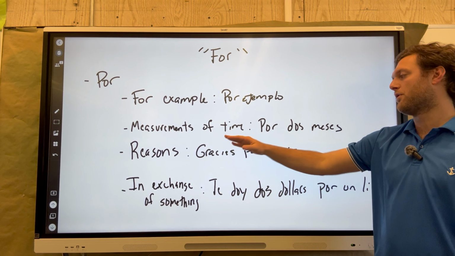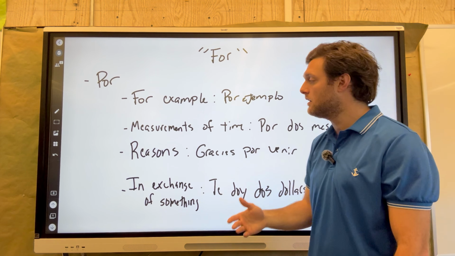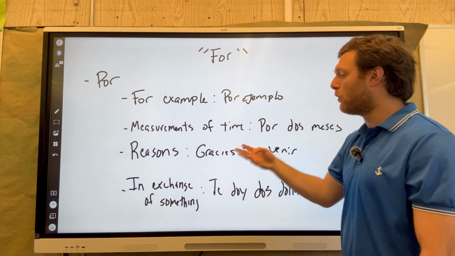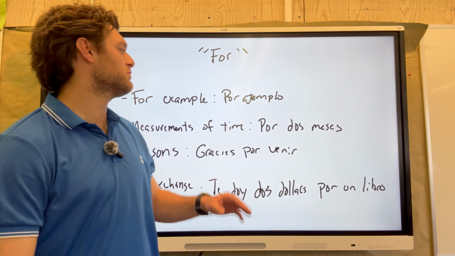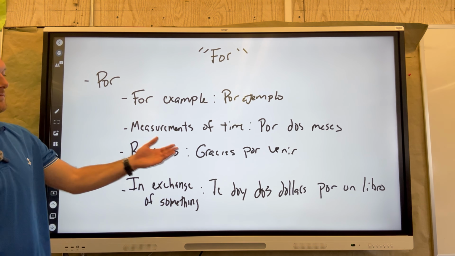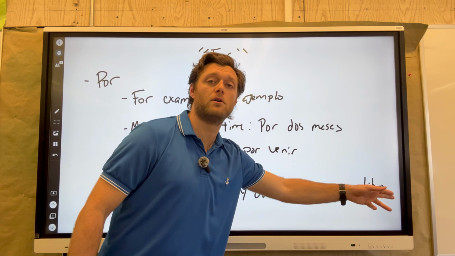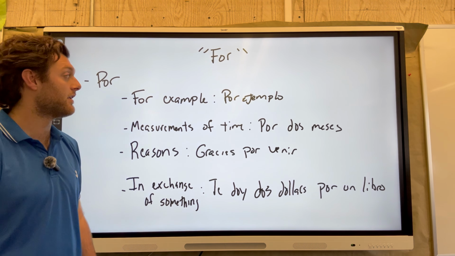Reasons, all right? So thank you for coming. Gracias por venir. Thanks for coming. That's going to be por instead of para. And then the last one is in exchange for something. So when I'm trading something, right? Yo te doy $2. I give you $2 for a book. Por un libro instead of para un libro.